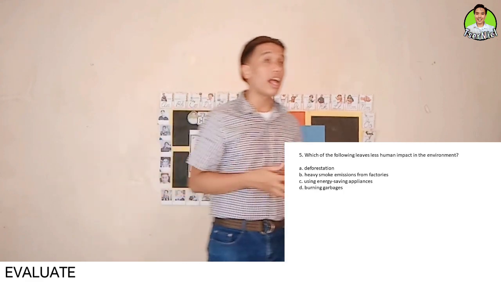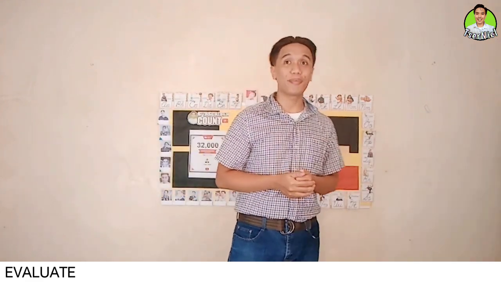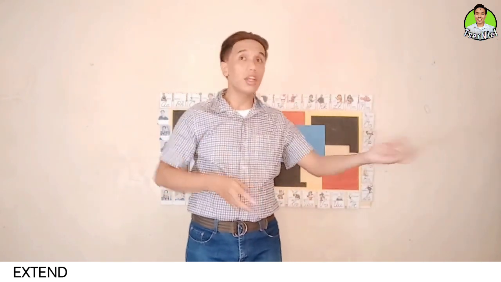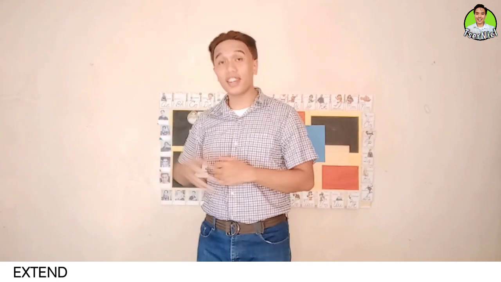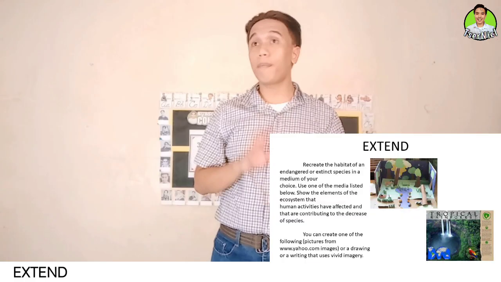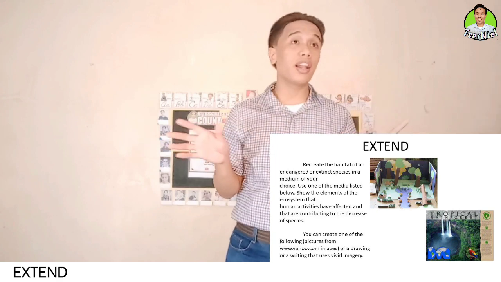Now, collect all activity sheets and give it back to me. In order for us to continue learning this lesson, we will have a group assignment. This will be group 1, you are group 2, and you are group 3. I want you to create an ecosystem with an endangered animal or extinct species. You can choose any material to create this ecosystem. You can use cardboard or paper or cotton or any material that you want.